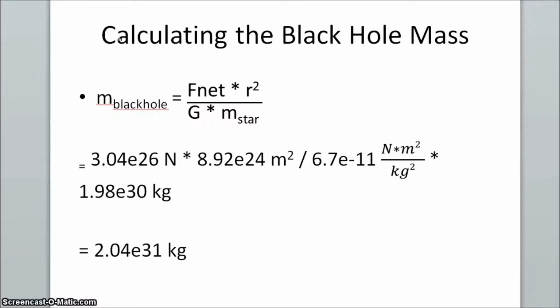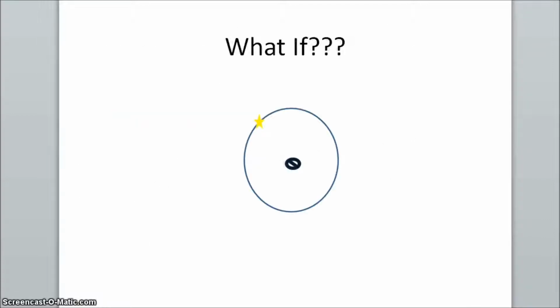Now we know all of our variables, so we can calculate the mass of our black hole. By putting in all of our variables, we determine that the mass of the black hole is 2.04 times 10 to the 31st kilograms.